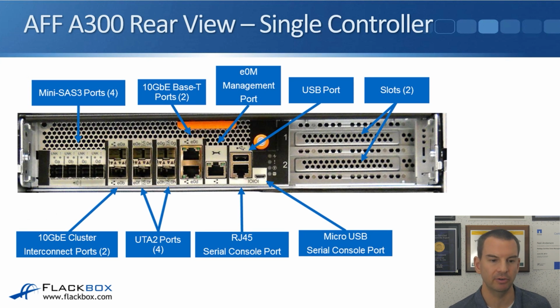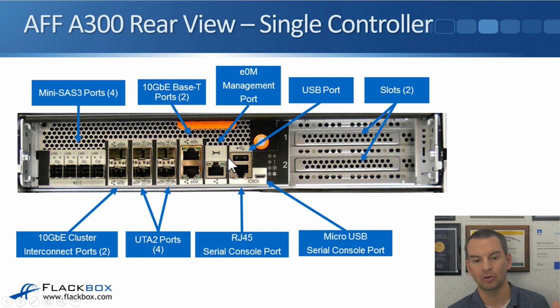Looking at the back of the A300, from left to right here, we can see we've got the 4 SAS ports for connections to our disk shelves. Then we've got a couple of 10 gigabit Ethernet ports. Then we have got the 4 UTA2 ports, then another couple of 10 gigabit Ethernet ports with RJ45 connectors this time. Then we've got the e0M management port for management over IP, over the network. And we've got the console port for plugging in directly for management, a USB port, and then those are our 2 expansion slots there. So this is one controller. If we looked at the back of the whole chassis, you would see there's one controller on top.